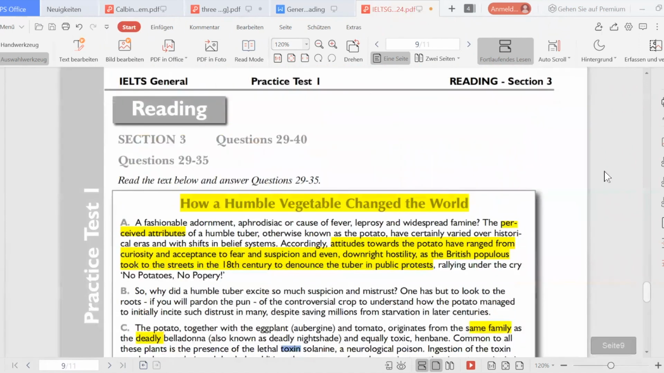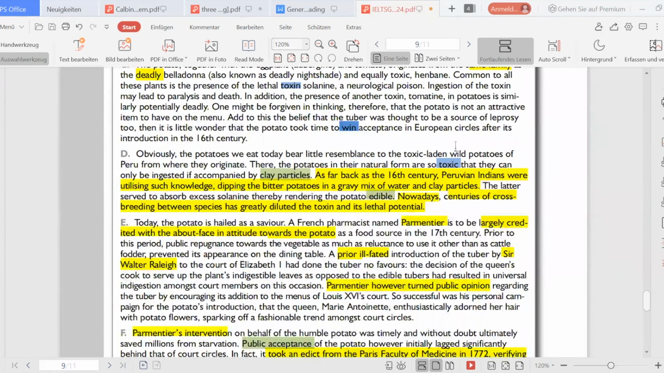So the answer should be around it, where it says that those who ate the potatoes could only do that if they ate it with clay particles. That is the neutralization. So the answer is found in the sentence. You will face a few questions like this, don't worry, where you deal with the general idea and not specific keywords and tricks and things.